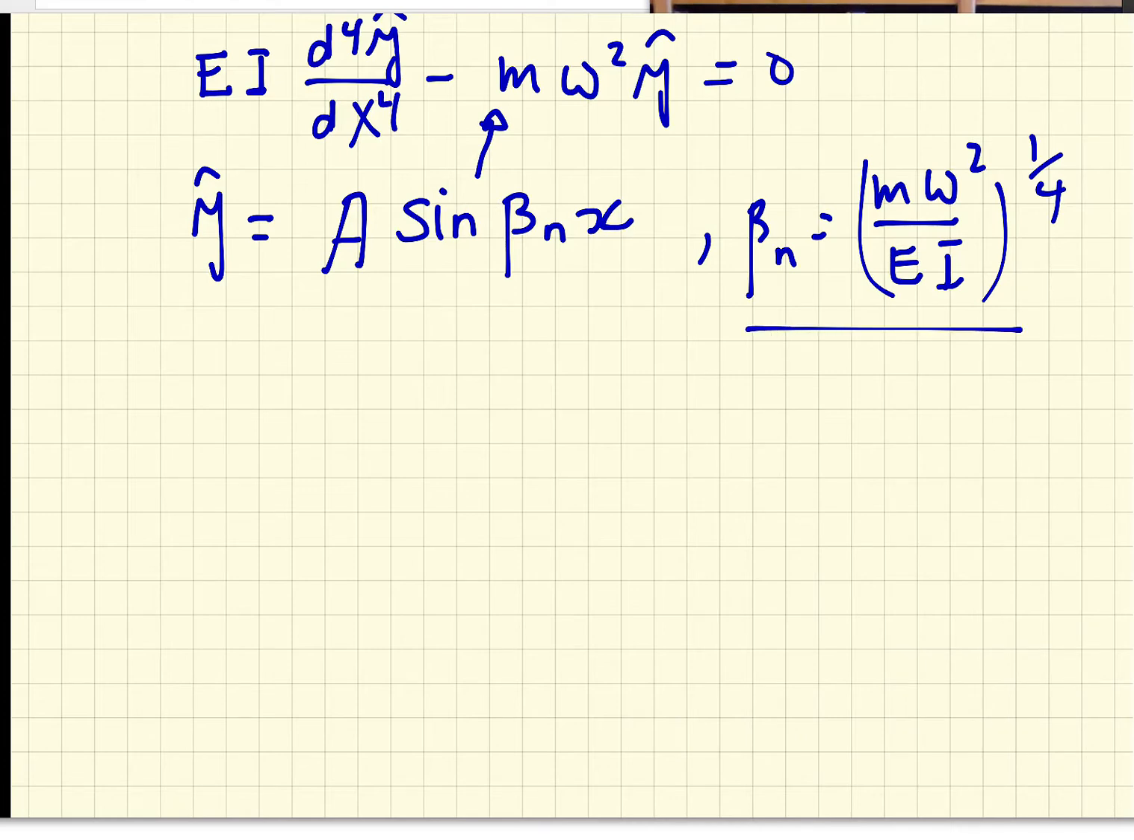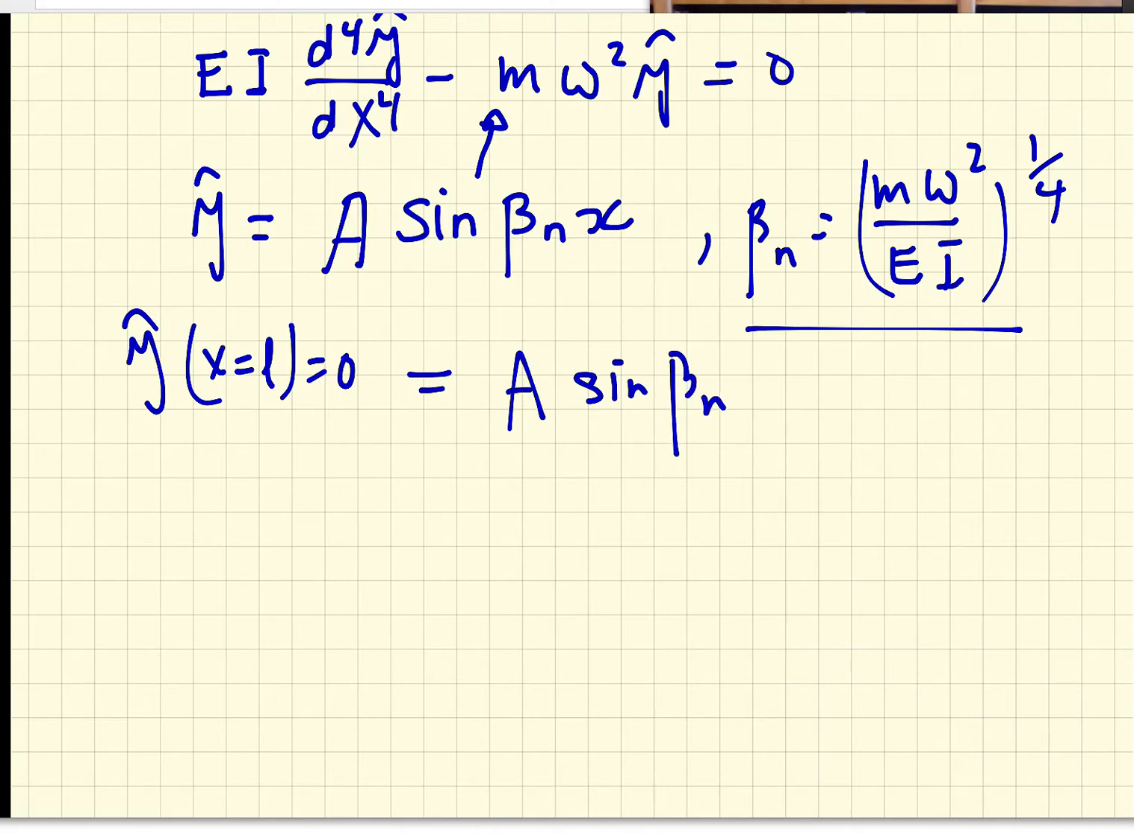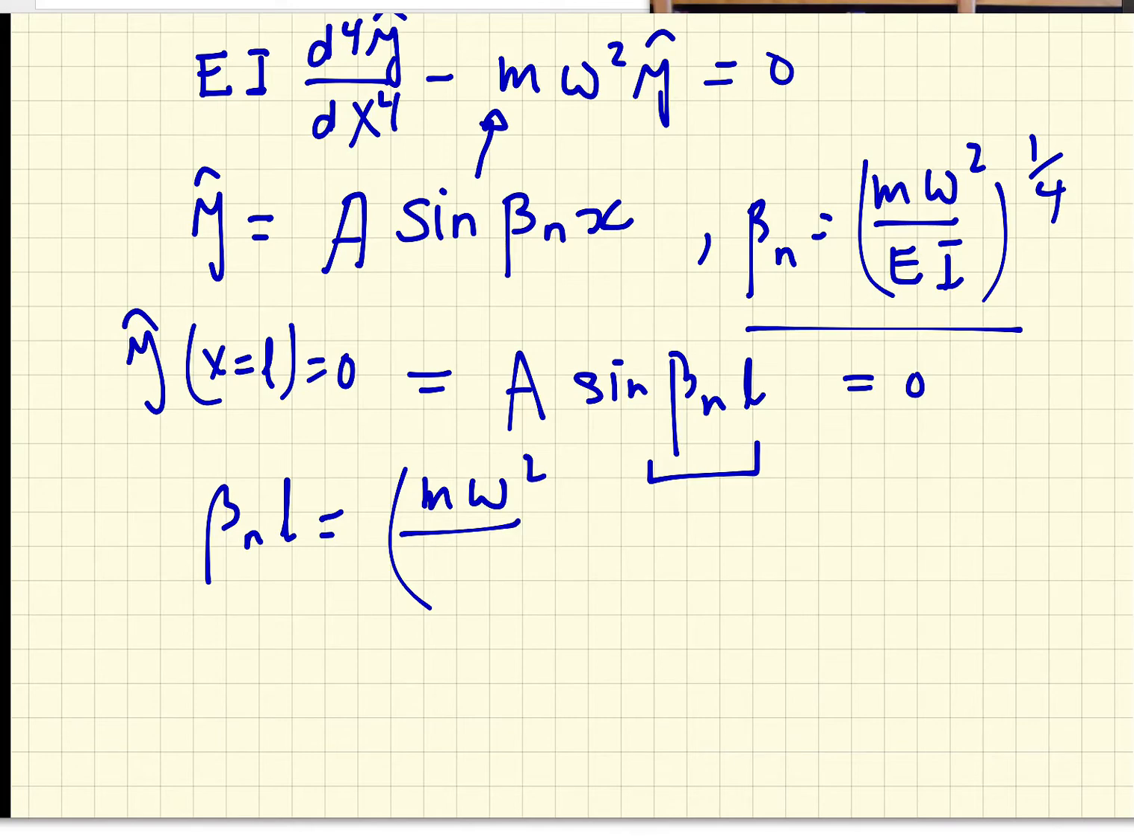If we substitute this back here, we will find that this is the beta n for the solution. So if we know that y hat at x equals L is equal to 0, then we substitute: A sine beta n times L should be equal to 0, and this is only possible if beta n times L is equal to 0, meaning that this is the critical condition for the solution of this equation. That would be our condition that can determine omega, and omega is how many radians per second at which you have the oscillation or the vibration.